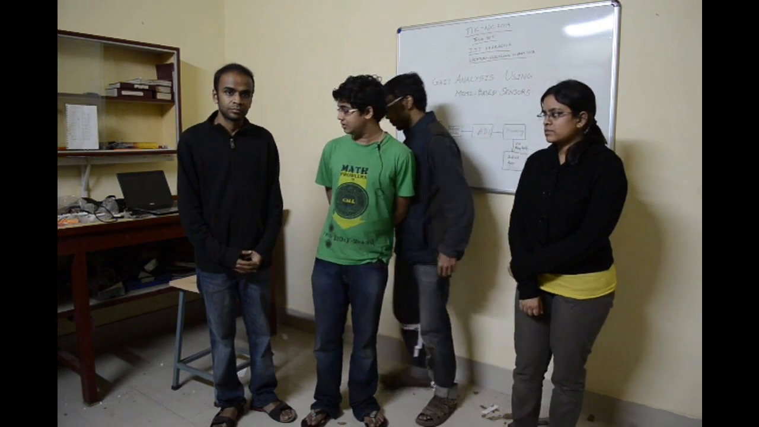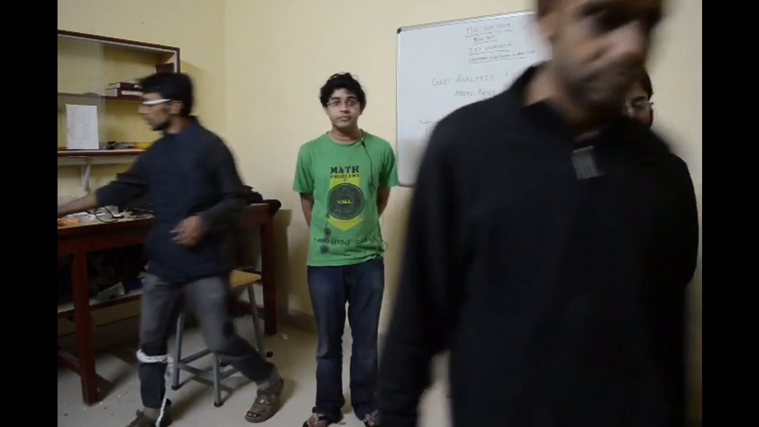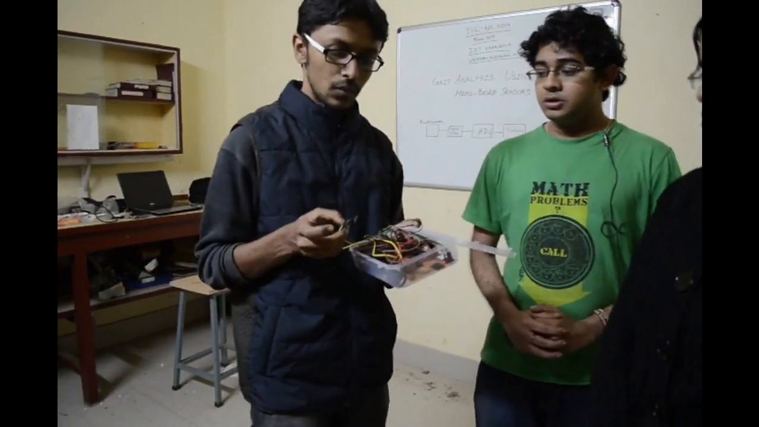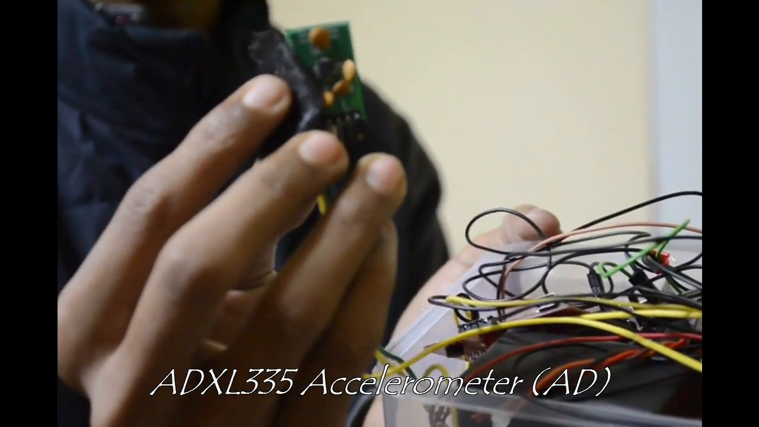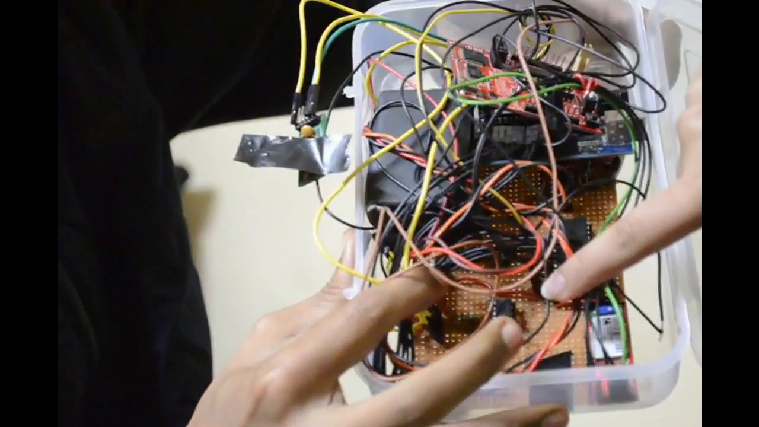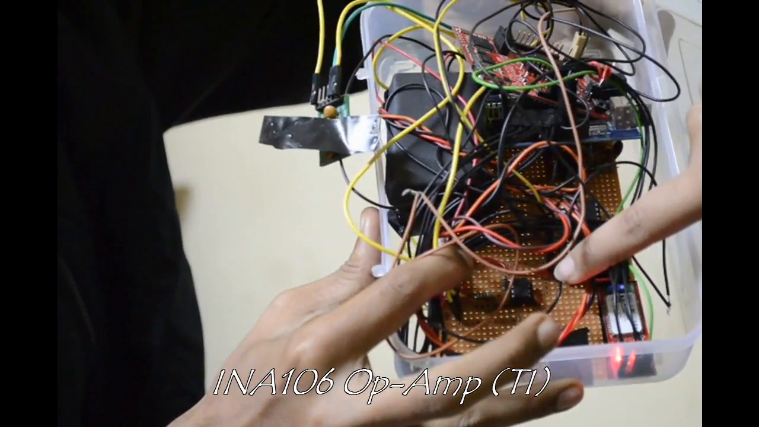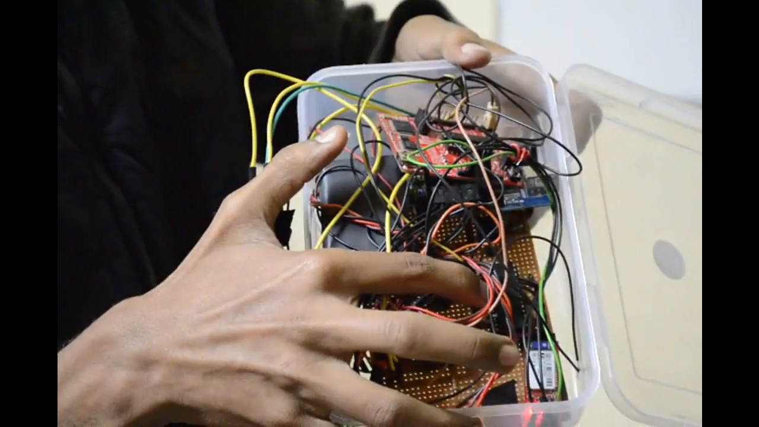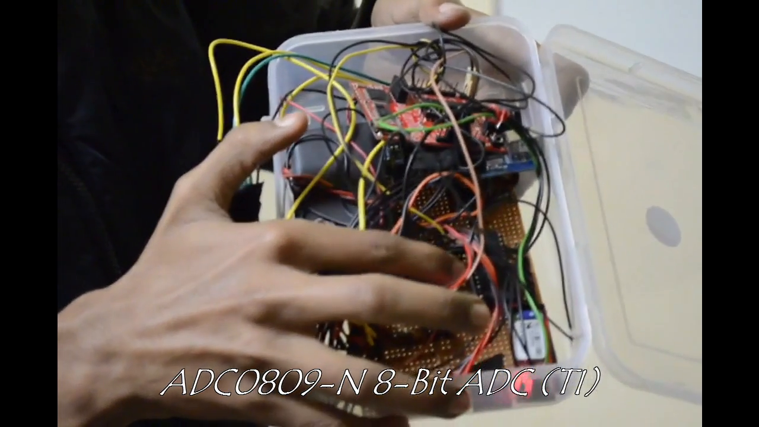We will now give you a brief listing of the components that we are using for this project. The first component is the accelerometer ADXL335 from Analog Devices. The next component is an active filter which we have created using the INA 106 op-amp from Texas Instruments. The next block is an analog to digital converter, for which we have used the ADC 0809 from Texas Instruments.